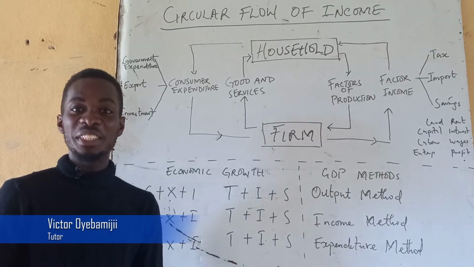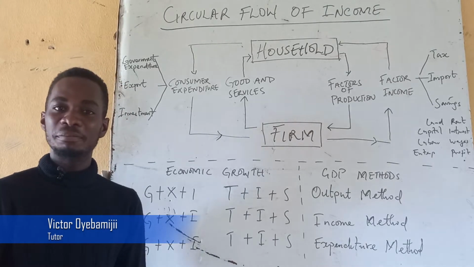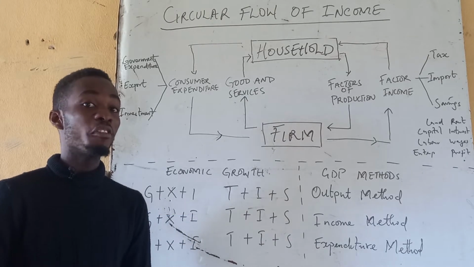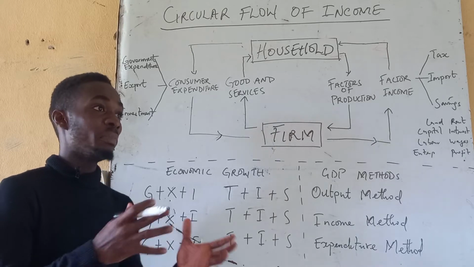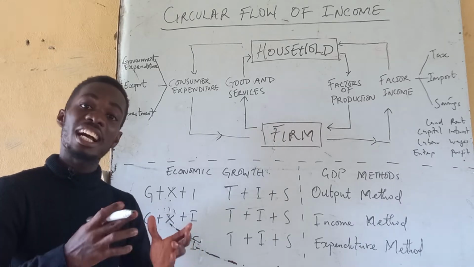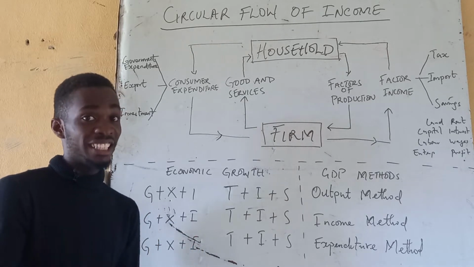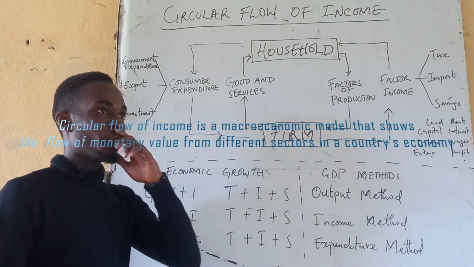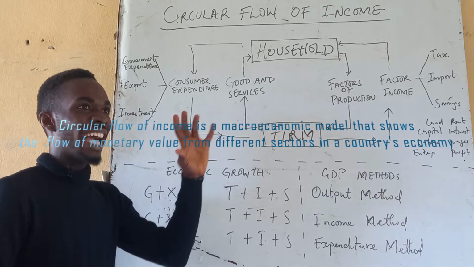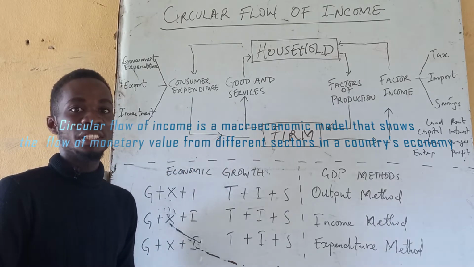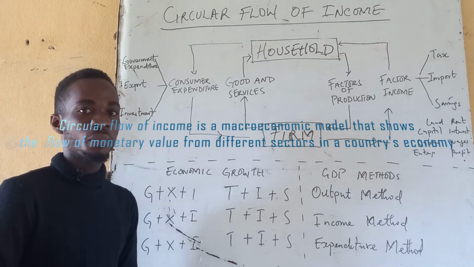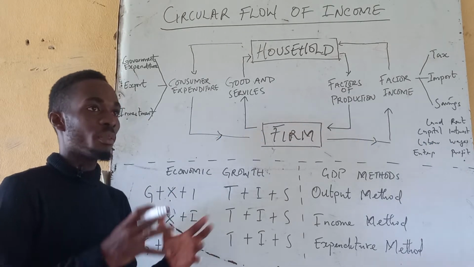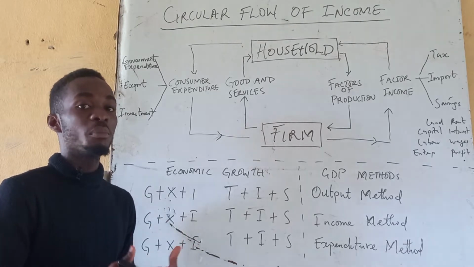Today we are going to be studying circular flow of income. Circular flow of income simply means the flow of monetary value from different sectors in an economy, better still in the economy of a country. Now let's look at the board and see the kind of model that we are using to depict our circular flow. For the models, we have the two-sector model, the three-sector model, and the four-sector model of the circular flow of income.